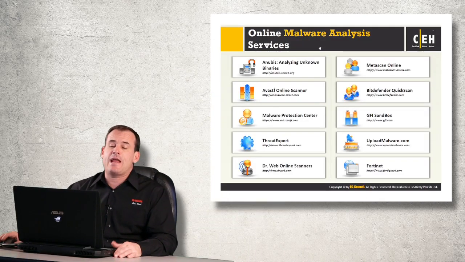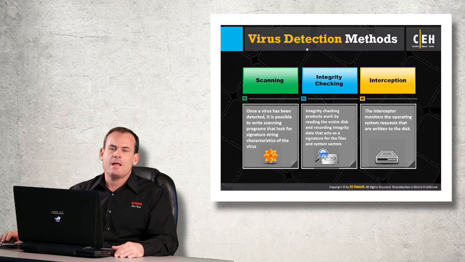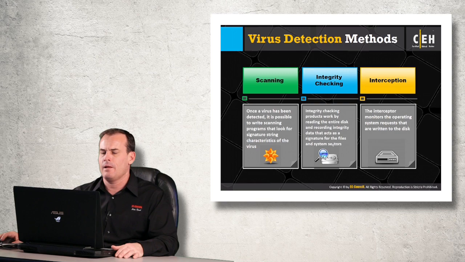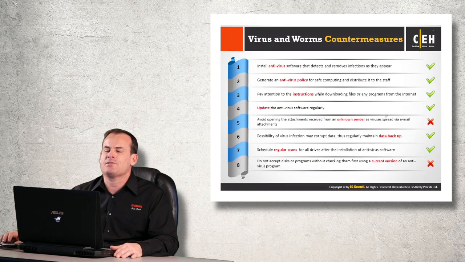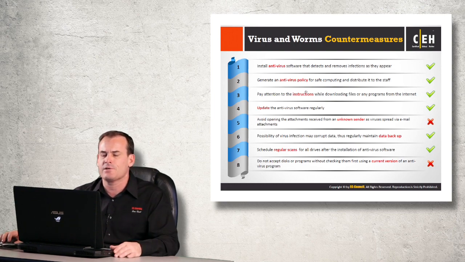Online malware analysis services include Anubis, Avast, Trend Micro HouseCall, etc. And then our countermeasures: scanning for signatures, integrity checking, reading the entire disk, recording integrity data. So we talked about tools like Tripwire, FSUM, and so forth, and then intercepting the actual calls themselves. All right, install antivirus software, generate an antivirus policy, pay attention to instructions while downloading. Identify file signatures, checking the download to make sure that it matches the signature. Update your antivirus regularly. Avoid opening attachments from unknown locations. Maintain data backup, so if we've got corrupted data, it can actually be restored.